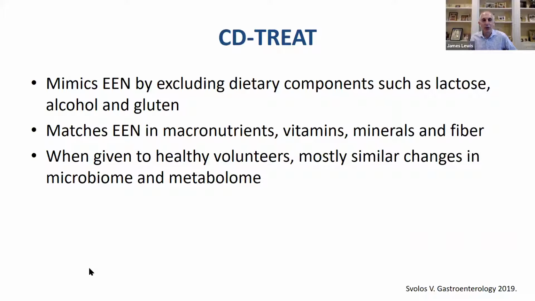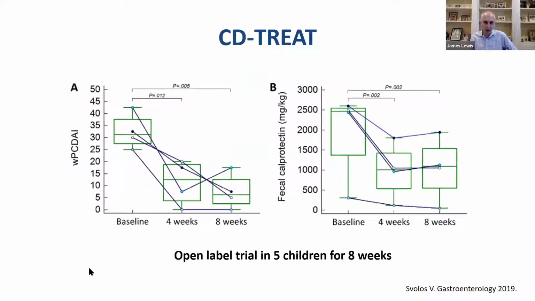Here they showed that if you took food that mimicked EEN by excluding dietary components like lactose, alcohol, and gluten, matched the macronutrient and vitamin content, and then gave it to healthy volunteers, you again would see fairly similar changes in the microbiome and the metabolome.